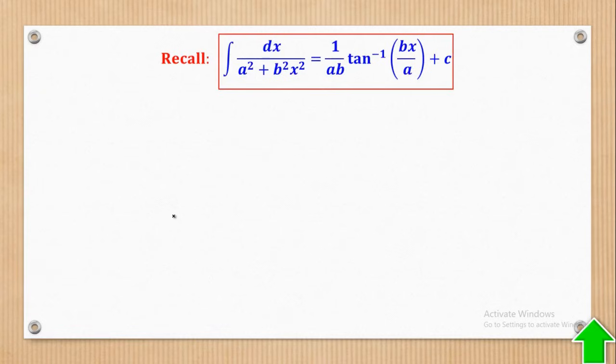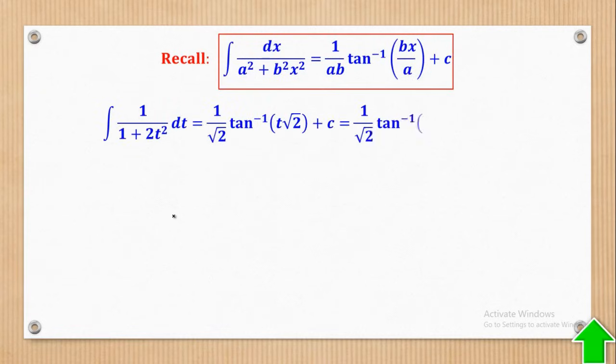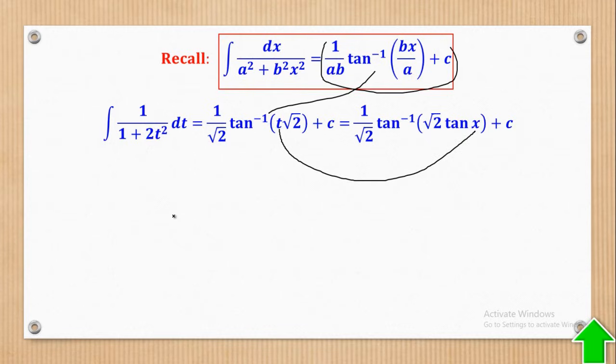So I need this identity to integrate 1 over 1 plus 2t squared. So 1 over 1 plus 2t squared with respect to t, comparing it with this will give you this. But remember, we are the ones who introduced the t, so we shall replace the t with tan x.